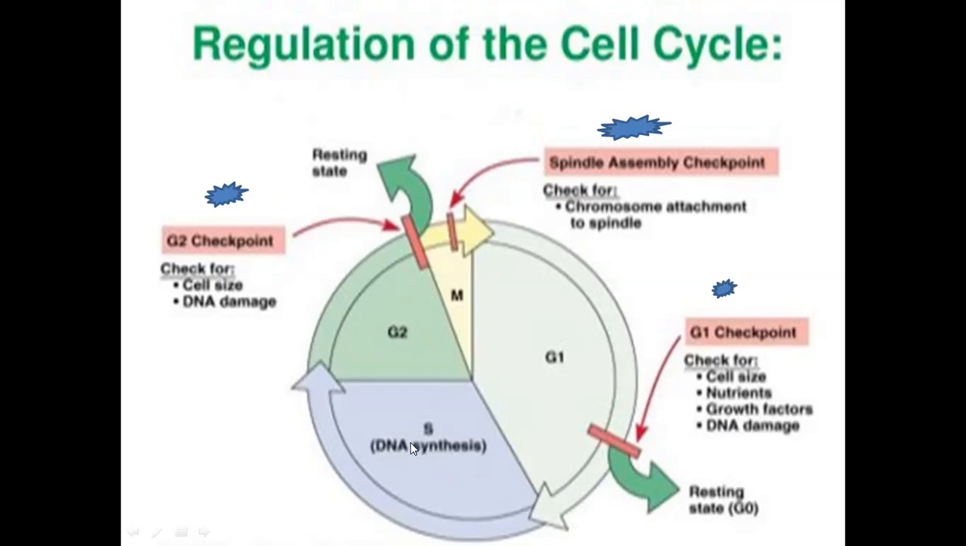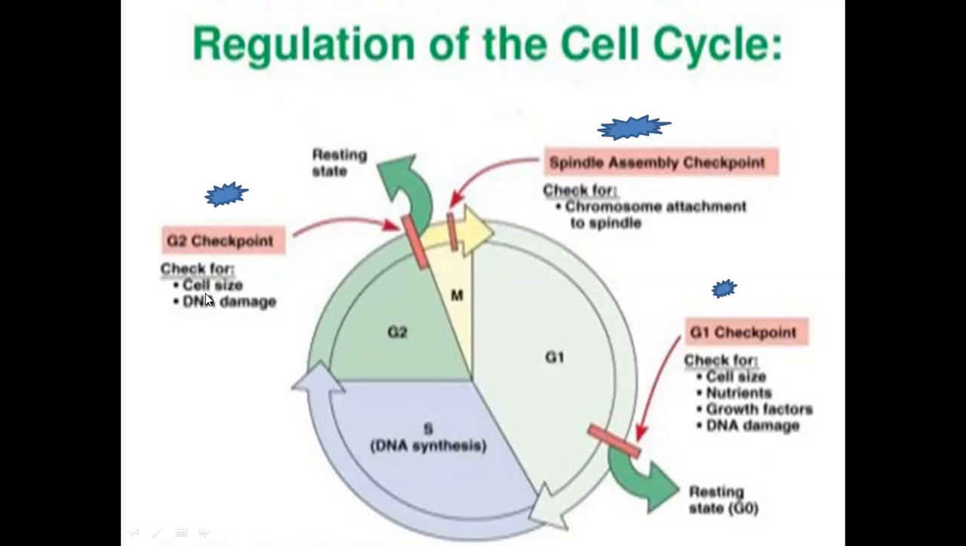Now in the S phase, there is DNA synthesis. This process has to occur thoroughly. DNA and histones are synthesized. There should not be any mistake during the DNA replication. If that is the case, the cell proceeds to the G2 phase. In the G2 phase, again, there is a checkpoint known as the G2 checkpoint.